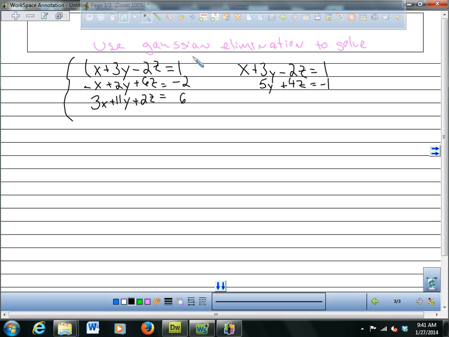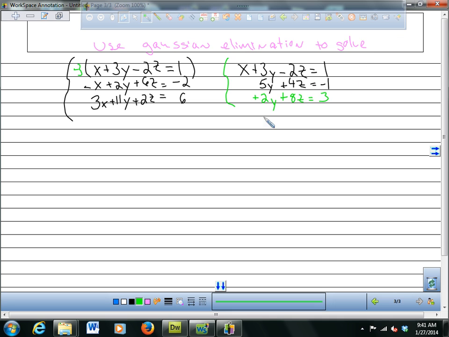And then what? Good. Multiply the top one by negative 3 and combine it with that one, to get rid of the x's, right? So that's going to be negative 9 and positive 11 makes 2y, plus 6z plus 2z. Is that 11z? 8z. I knew that. I was just testing to see if you were paying attention. And then negative 3 and 6 makes 3. So far I have this.